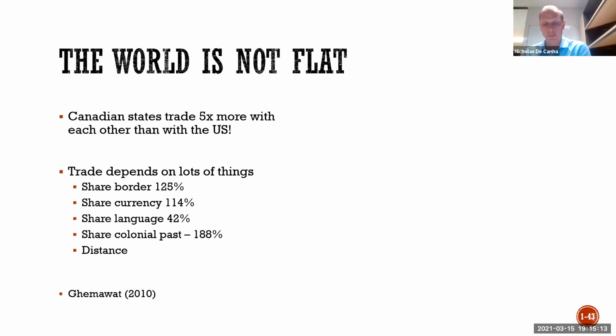If you share a border, you are 125% more likely to trade than if you don't share a border. If you share a currency, 114%. If you share a single language, you're 42% more likely to trade. And interestingly, if you share a colonial past, you are 188% more likely to trade with each other.